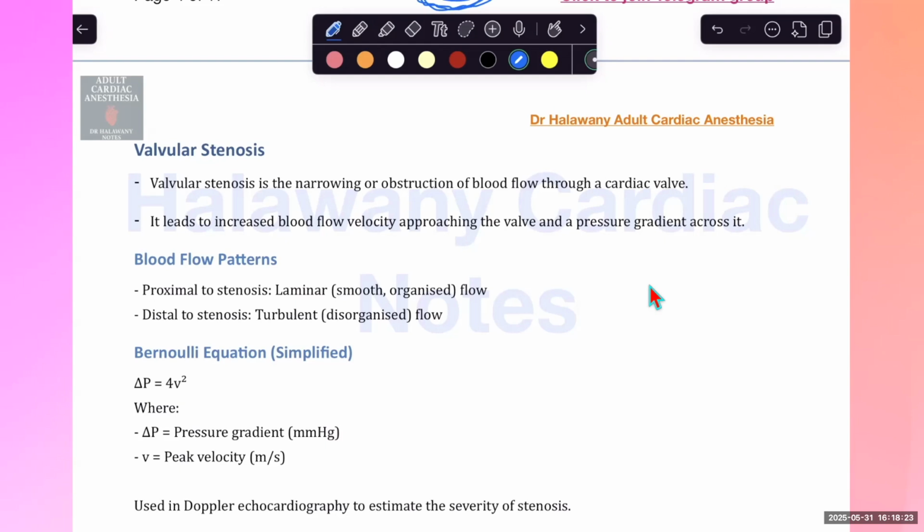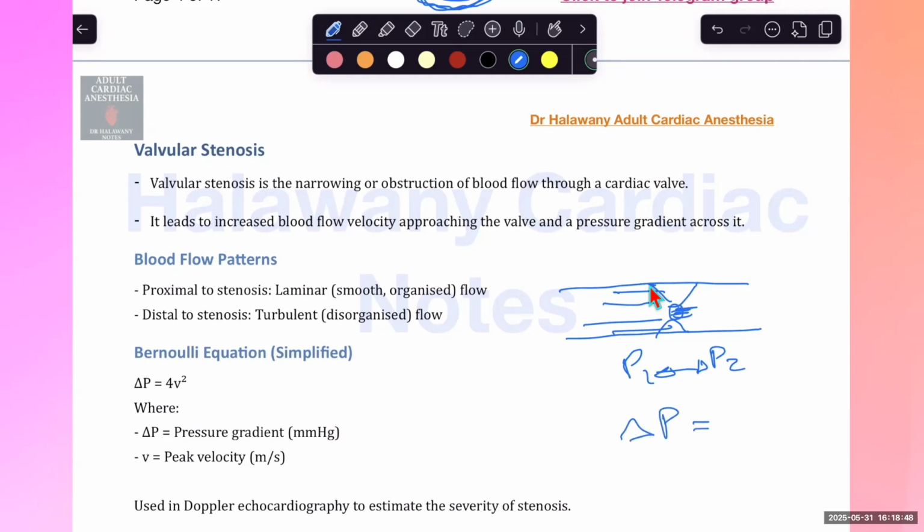And this is the key point that I have here, the valve or the flow. Once I have some sort of stenosis, the orifice will be less. So here I'll have a laminar flow, here I'll have turbulent flow, pressure here and the pressure here. There is a huge difference between these two, and this difference in the pressure will equal 4 multiplied by V squared. Why are we using this?